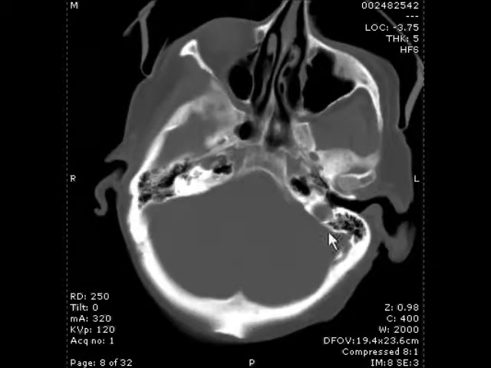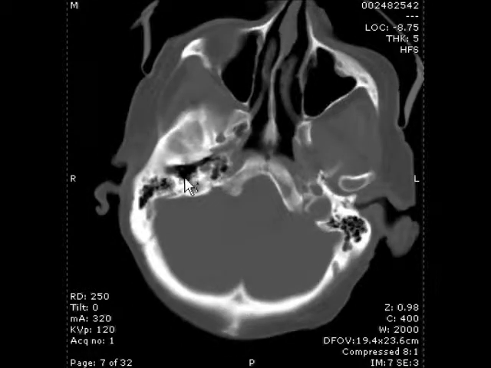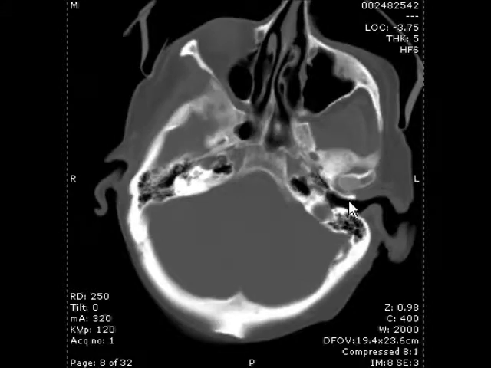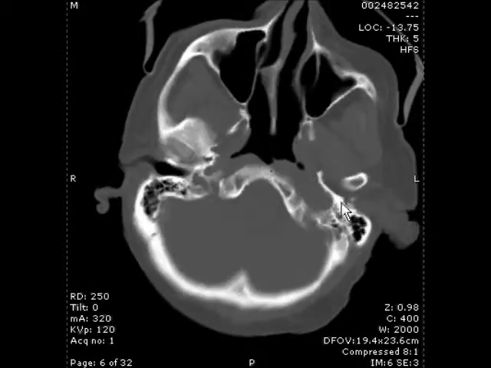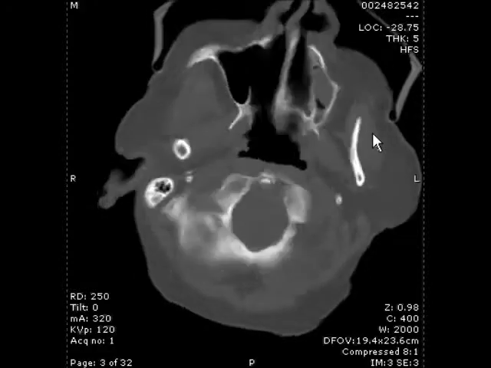The mastoid air cells back here can have fluid in them, which they look okay here. And then you might also look at the middle ear, look for fluid there. If the patient's had facial trauma, you want to check the zygomatic arch as well. But there's no fractures in this skull.